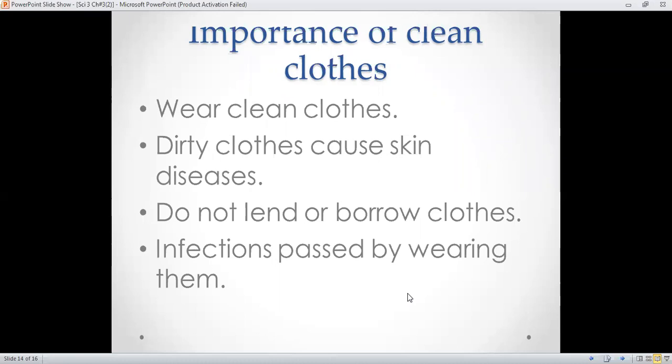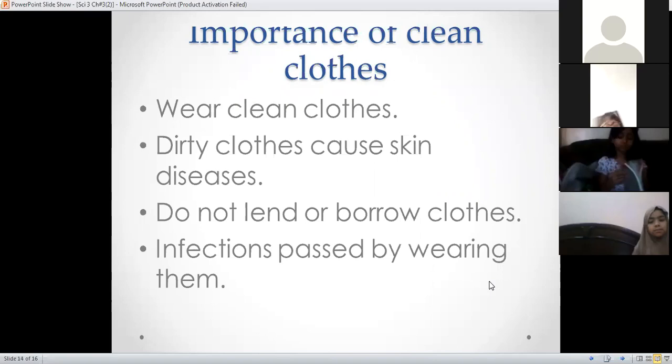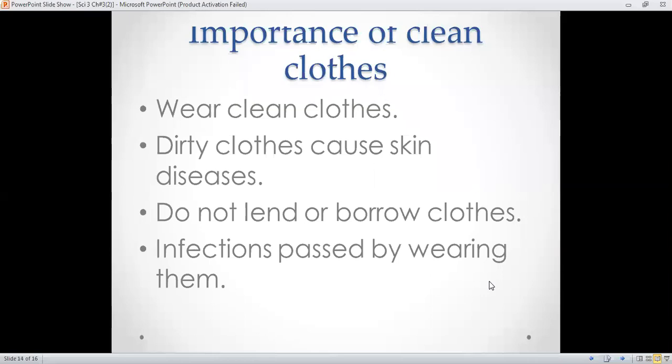Next topic is the importance of clean clothes. So what is the importance? Wear clean clothes. As we wear clean clothes, we look neat and clean. If we wear dirty clothes, everyone will say, kitna ganda lag raha hai ye to. Because when we wear neat and clean clothes, our personality will be enhanced. We look pretty, and how nice he or she looks.